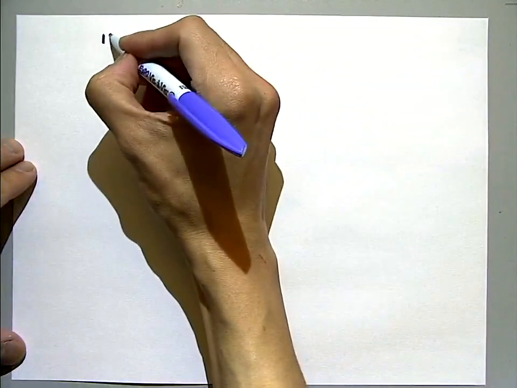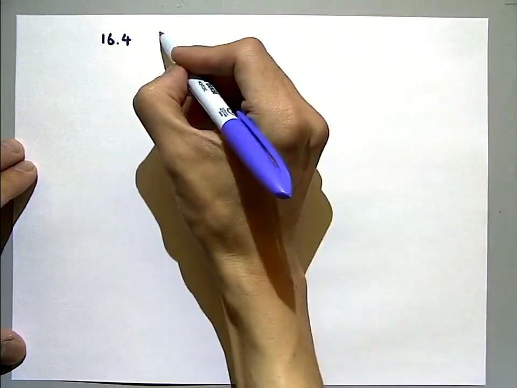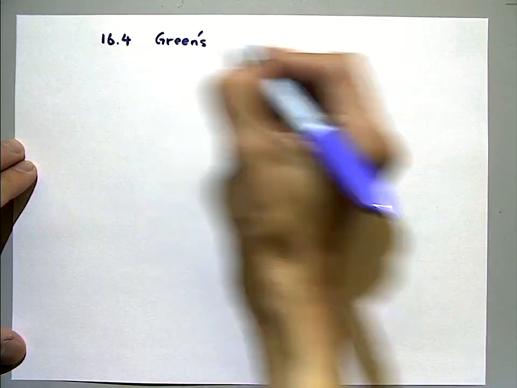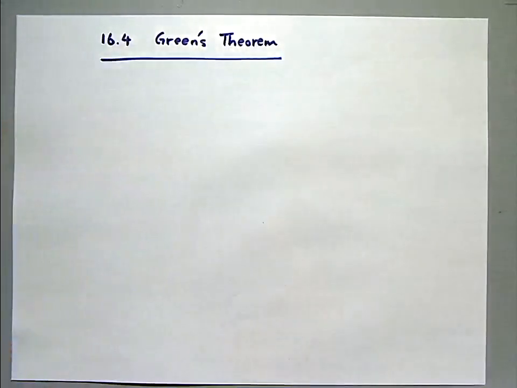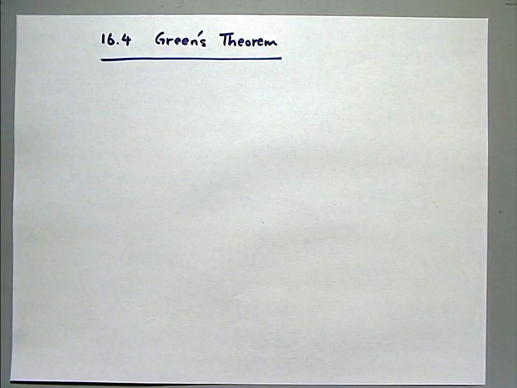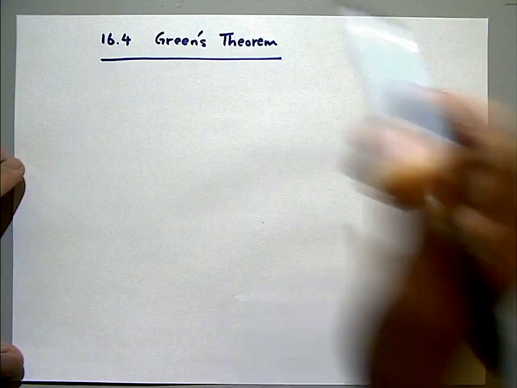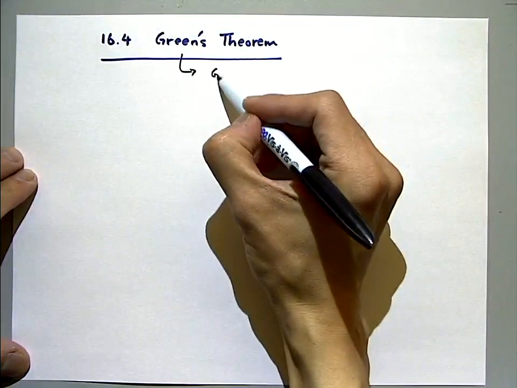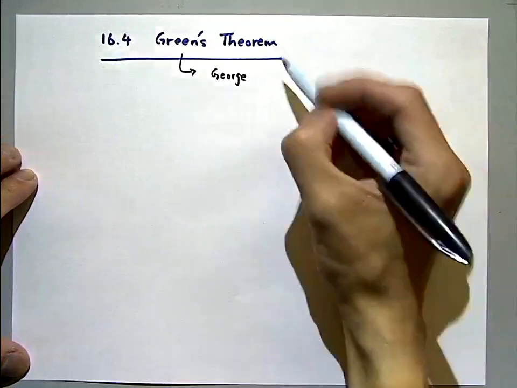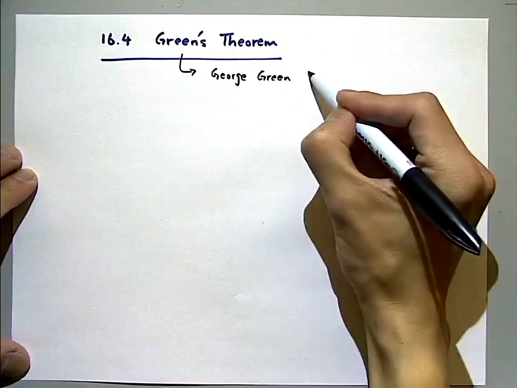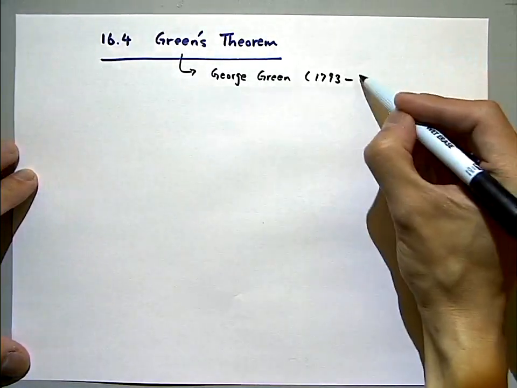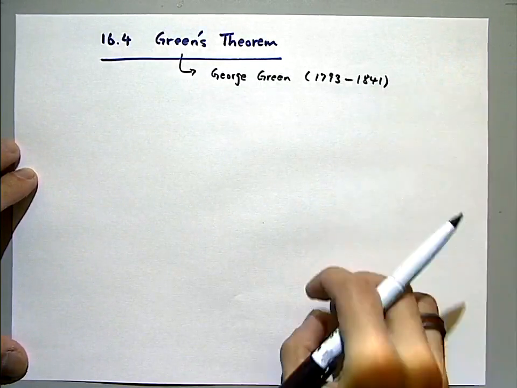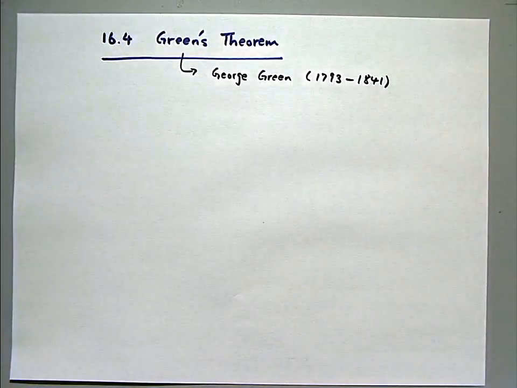All right, we're going to look at section 16.4 today. The topic of this section is Green's theorem. This is named in honor of an English mathematician, George Green, who lived from 1793 to 1841. So relatively late as far as calculus theorems go.